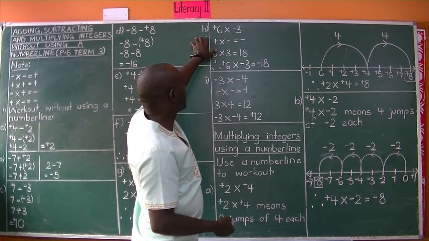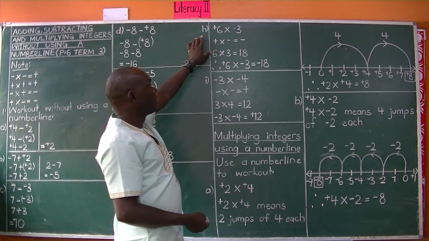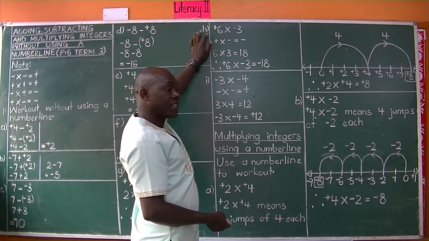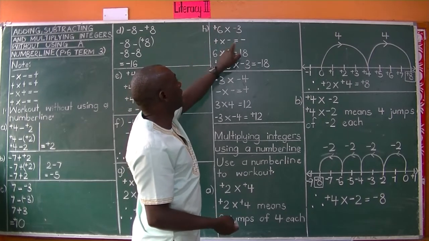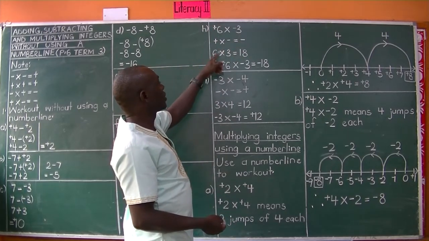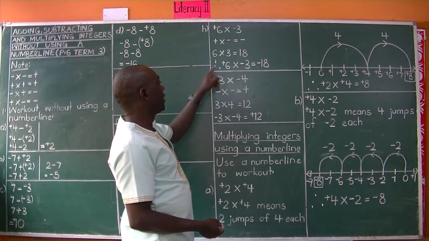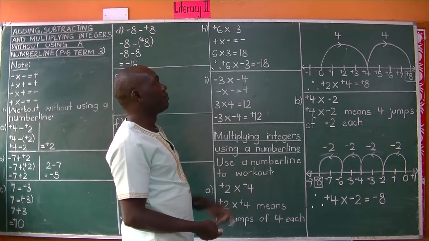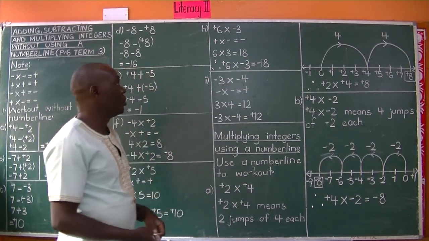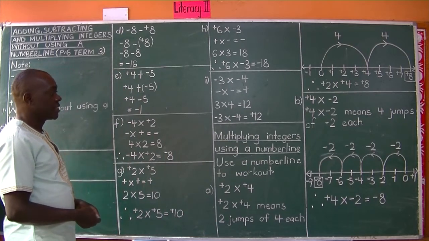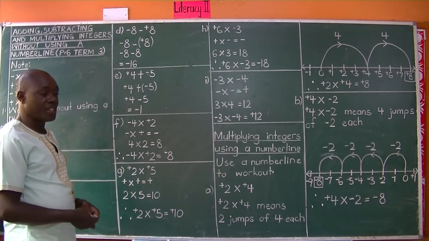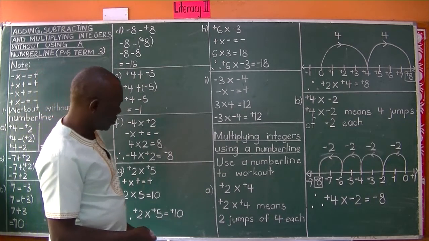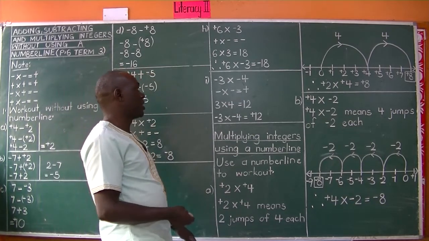Work out positive 6 times negative 3 without use of a number line, signs first. Positive times a negative gets a negative. Then 6 times 3 gets 18. And therefore, positive 6 times negative 3 equals negative 18. As easy as that. You must know the sign changes and the accuracy of the tables works here.